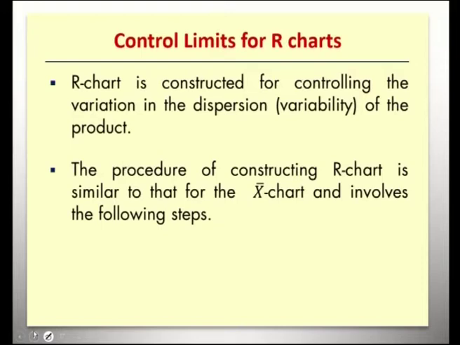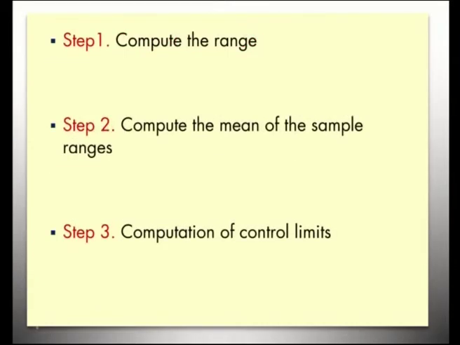Next, control limits for R charts. R chart is constructed for controlling the variation in the dispersion, that is, variability of the product. The procedure of constructing R chart is similar to that of X bar chart and involves the following steps. First of all, compute the range Ri equal to maximum of Xij, j ranges, minus minimum of Xij, again j ranges, where i is equal to 1, 2, 3 up to n for each sample.